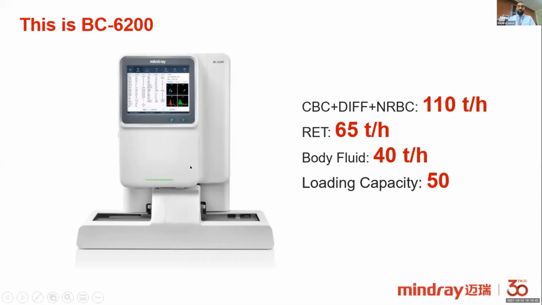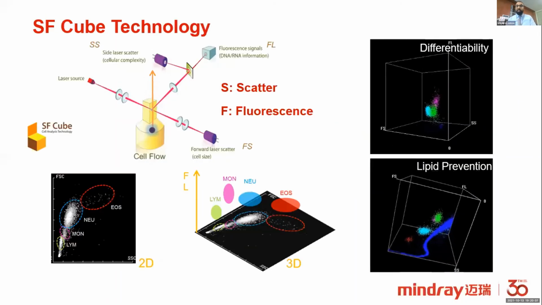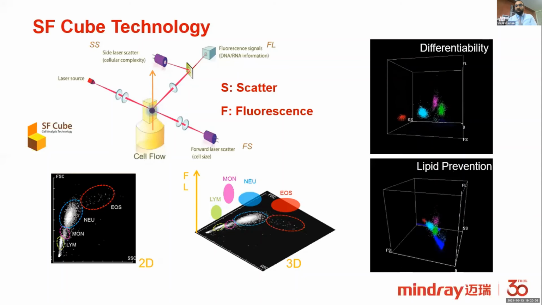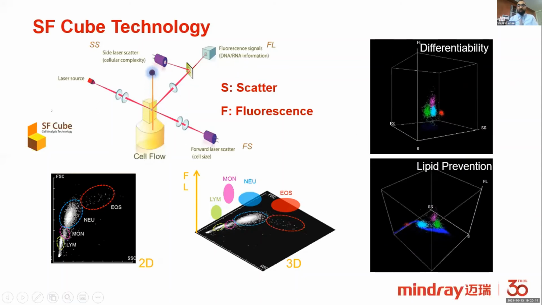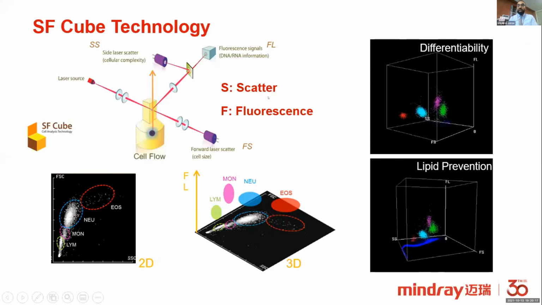Here we have the sample loading capacity of around 50 tubes, which is 5 racks of 10 tubes each, with continuous loading. So when the first tube is finished, we can load another one. It is continuous, for high workload. Our technology, we call it SF technology. Why SF Cube? Because we base it on optical technology with scattered light, that's why we have the first letter S, and fluorescence.